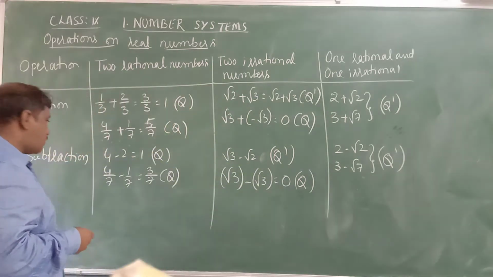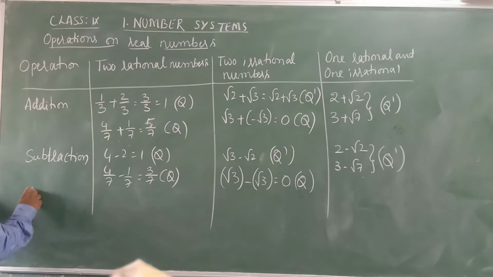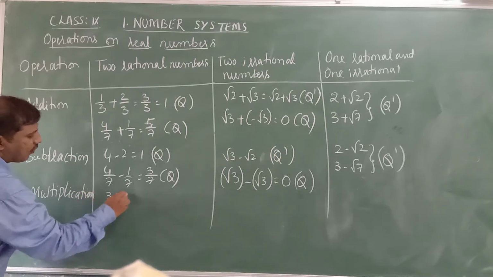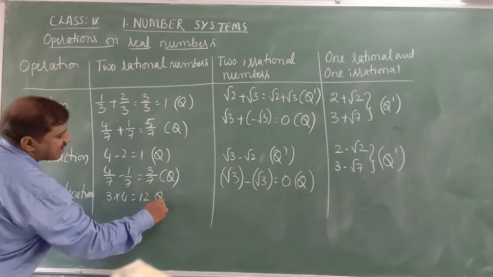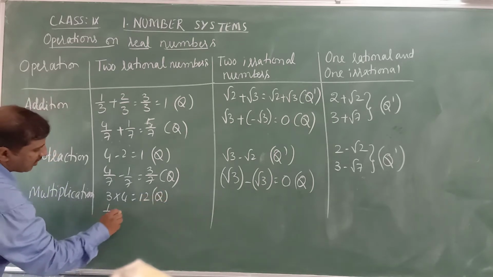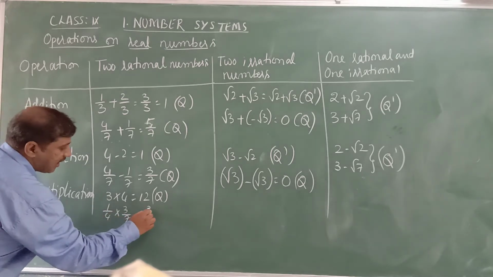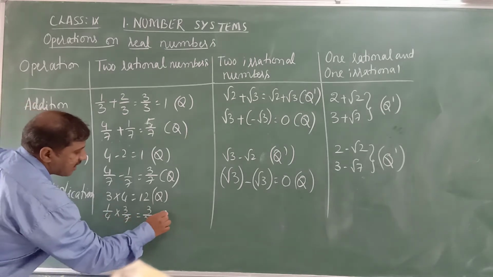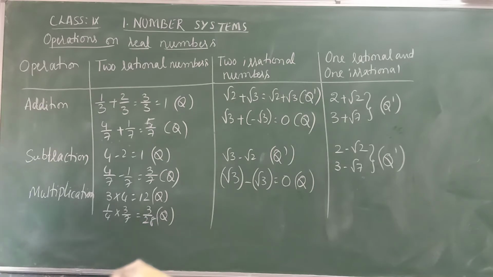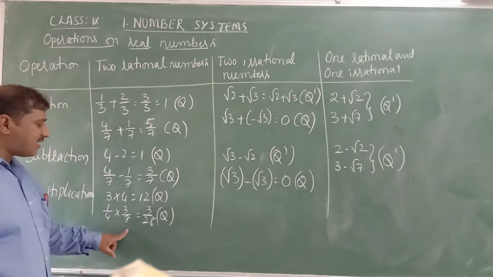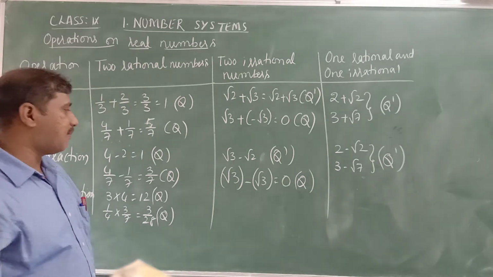Right, now the next operation is multiplication. Under multiplication, 3 into 4 is equal to 12. It is a rational number. 1 by 4 into 3 by 7 is equal to 1 into 3 over 4 into 7, which is 3 by 28. It is also a rational number. That is, the product of two rational numbers is always a rational number.